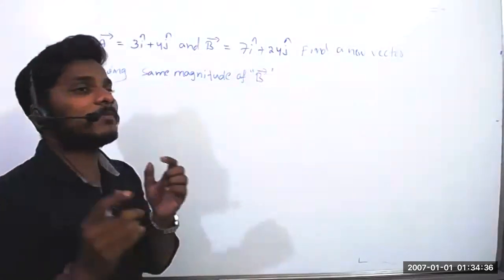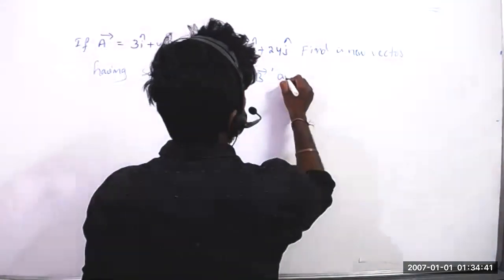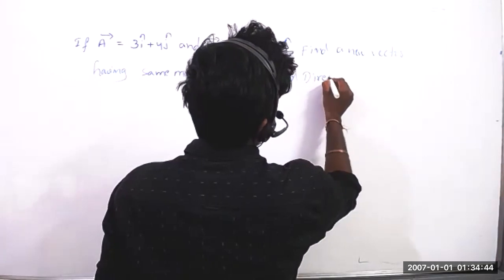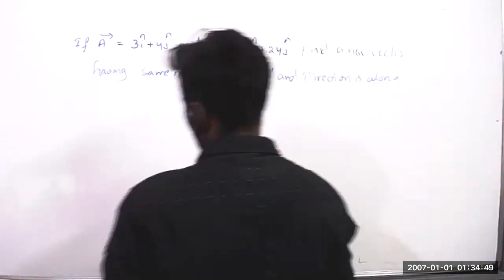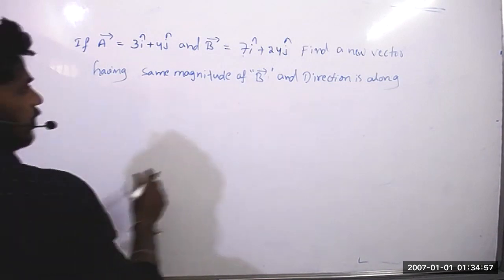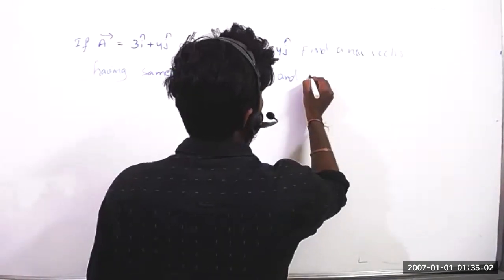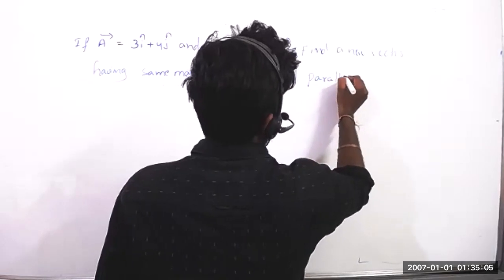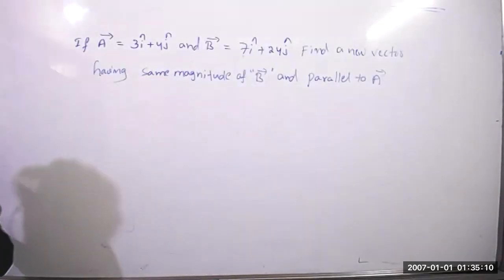Same magnitude. How much magnitude is there in B? Same magnitude, and direction is along, or parallel to, A bar. That means the direction is along the direction of A. Come on, if you give a small idea. Vaibhavi, come on, you can.